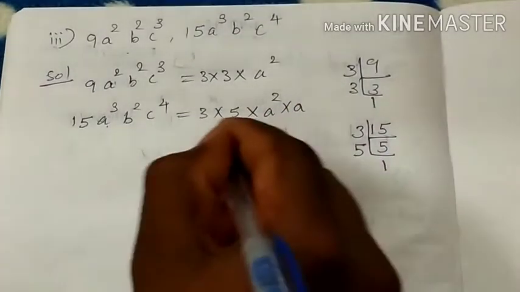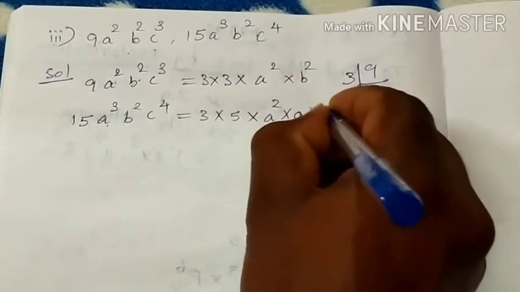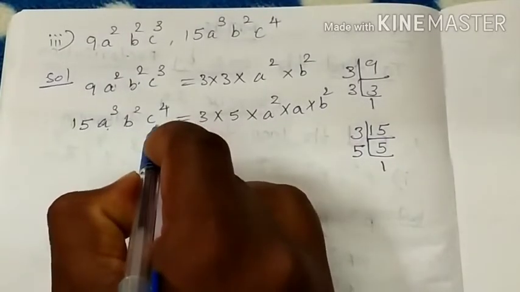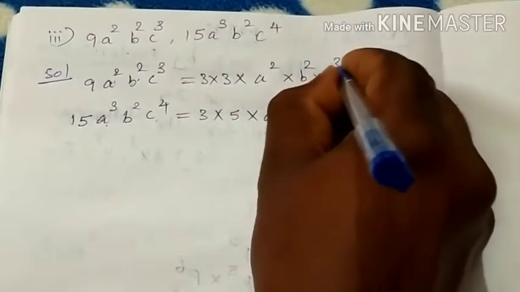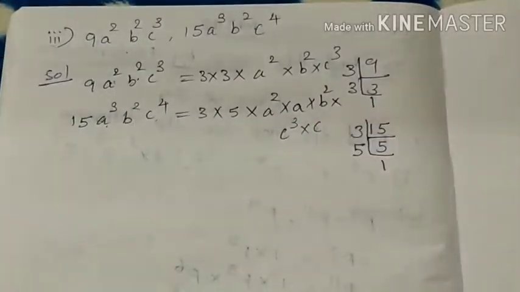Then b square: b square into b square, there is no need to split. Then c cube, here c power 4. So write c cube, and here write c cube into c.